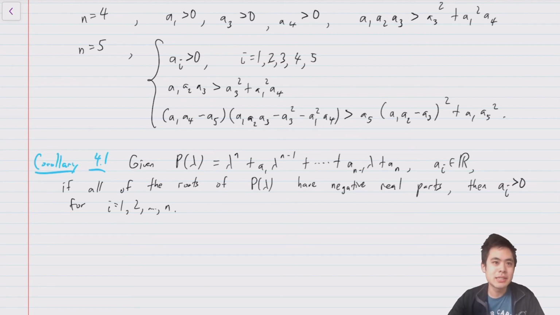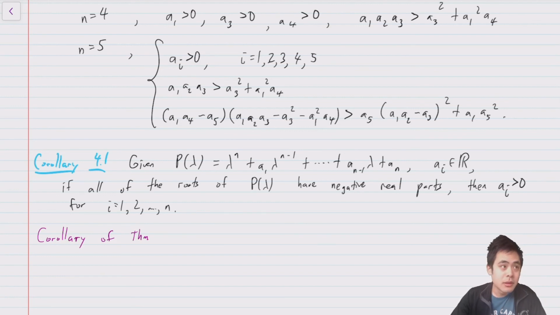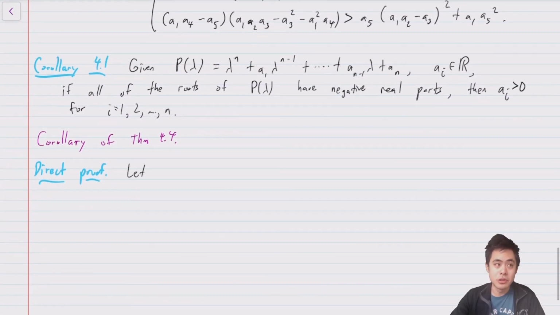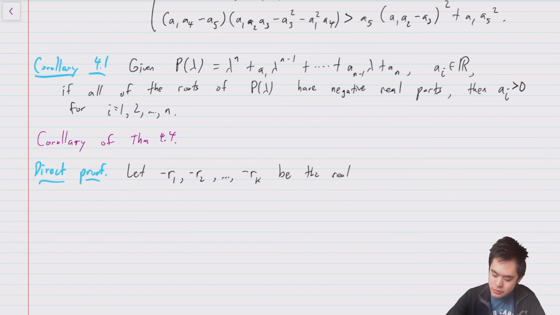You can see this as a corollary of the previous theorem, theorem 4.4. But we can also give a direct proof, which will be a little bit more informative. Let's go ahead and give a direct proof of this theorem. We're going to start by just listing out all the roots. Let minus r1, minus r2, through minus rk1 be the real roots of p of lambda, counting multiplicity. So if you have a double root, you include it in this list twice.